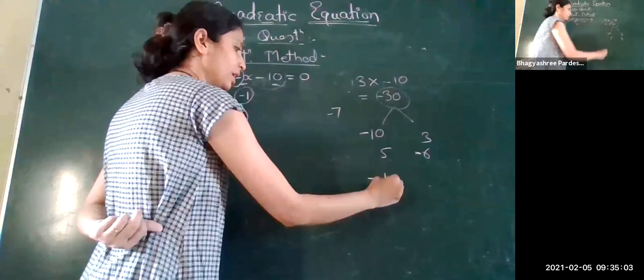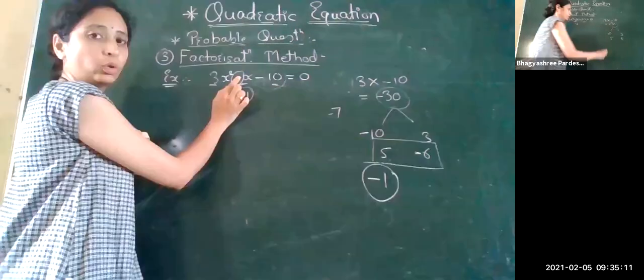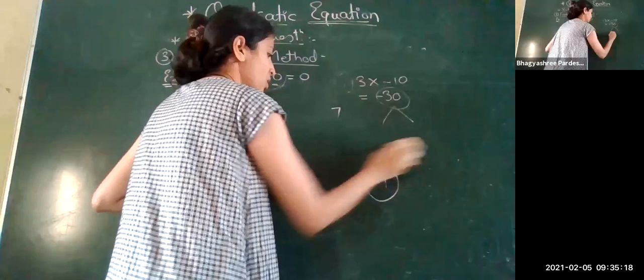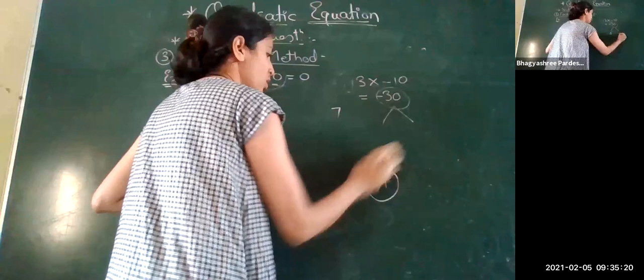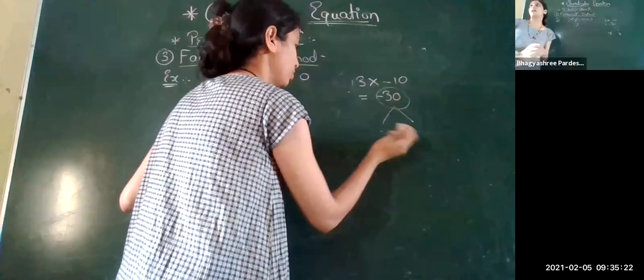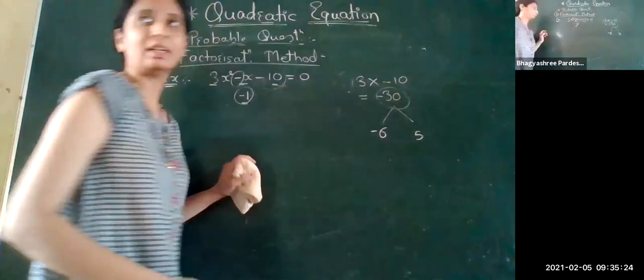So remember, students, by choosing the factors, what we have to do. The first thing, I got here minus 30. Then find out the factors of minus 30. We will get the coefficients 5 and minus 6. So these are the 2 required factors.